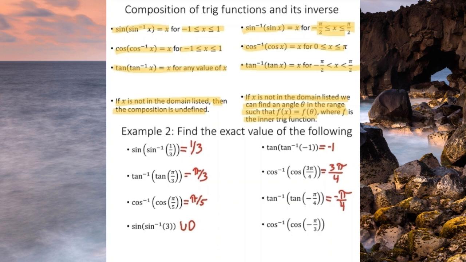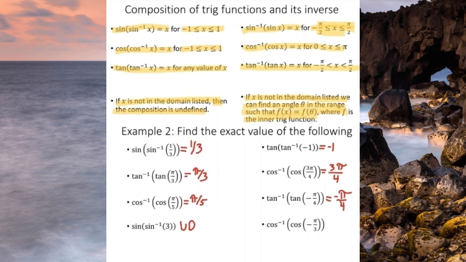Next, we'll take a look at cosine inverse of cosine negative pi over 3. If we take a look at our center right rule, cosine inverse of cosine of x will only equal x if x is between 0 and pi. But negative pi over 3 is not between 0 and pi. So we can't say that this composition equals negative pi over 3. Negative pi over 3 is not a value cosine inverse can produce. Now, that doesn't mean that this is undefined.